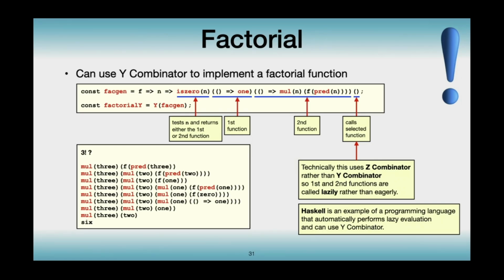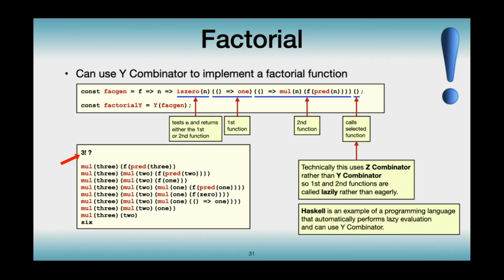But if it's not 0, then what I want to do is I want to multiply that number. Let's say we're doing factorial of 3. I want to multiply 3 by whatever the factorial of 2 is. And so I get the predecessor of 3, which is 2, and then I call that function. And so it's doing the recursion here, and it keeps doing that multiplication. So that's what I need to generate a factorial. And then if I feed that into the Y combinator function, now I can do this thing recursively and finally give me the result that I want.